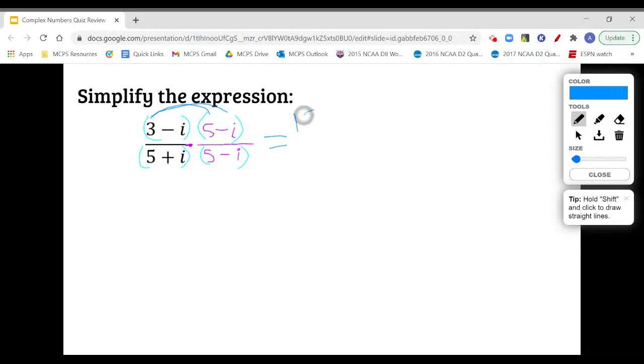3 times 5 is 15. 3 times negative I is minus 3I. Then I'm going to distribute the negative I, and remember, always distribute the negative, to the 5 and the negative I. Negative I times 5 is negative 5I. Negative I times negative I. A negative times a negative is a positive, and an I times an I is an I squared.